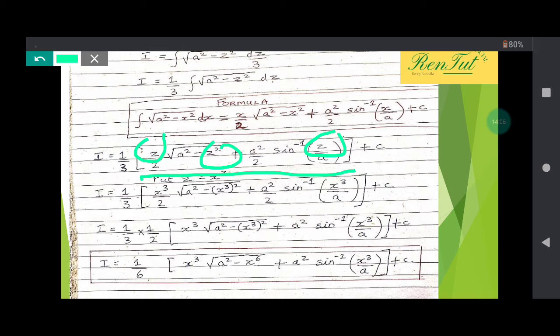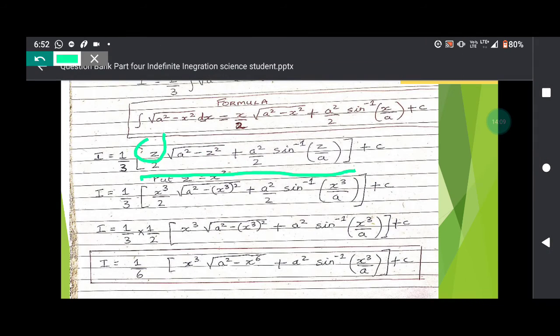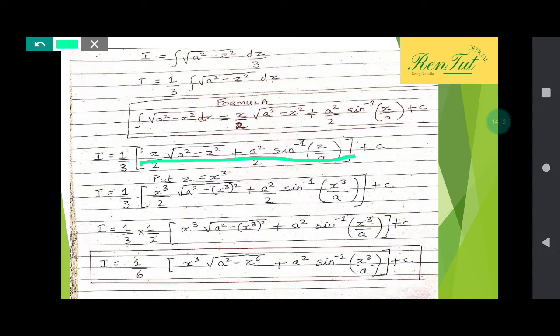Then you can see the a part. Now you see the a part. This is the a part, and in the denominator there is a. So these a's you need to be careful about. Now I'll read this side. This side has been changed. This is constant. So z divided by 2 under root of a square minus z square, plus a square divided by 2 sine inverse of z divided by a, and this plus c, which is outside the square bracket.